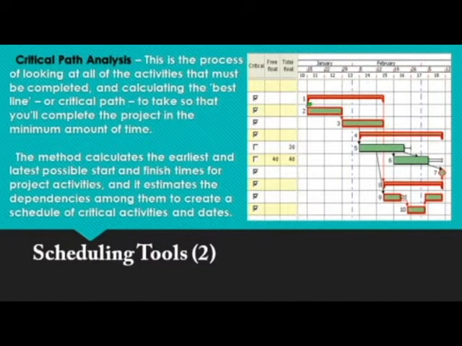Next scheduling tool is the critical path analysis. This is the process of looking at all the activities that must be completed and calculating the best line, or critical path, to take so that you'll complete the project in the minimum amount of time.